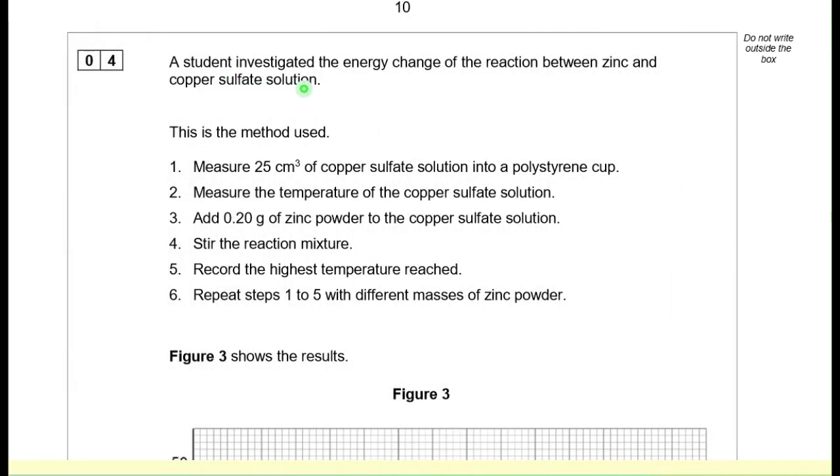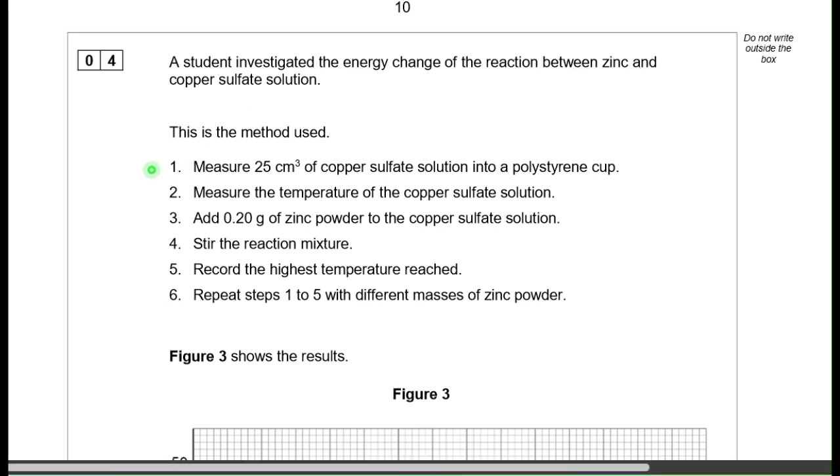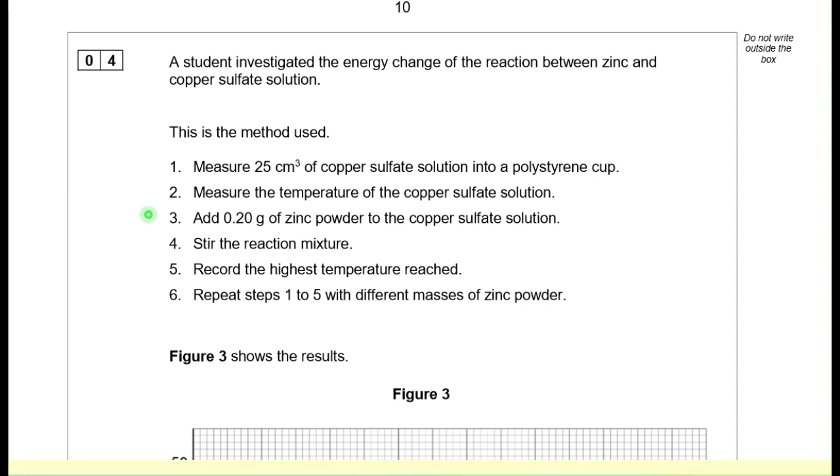Over the page, question 4. A student investigated the energy change of a reaction between zinc and copper sulfate solution. This is the method used. Measure 25 cm³ of copper sulfate solution into a polystyrene cup. Measure the temperature of the copper sulfate solution. Add 0.20 grams zinc powder to the copper sulfate solution.